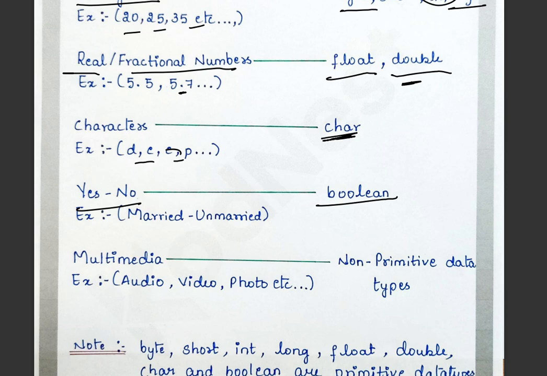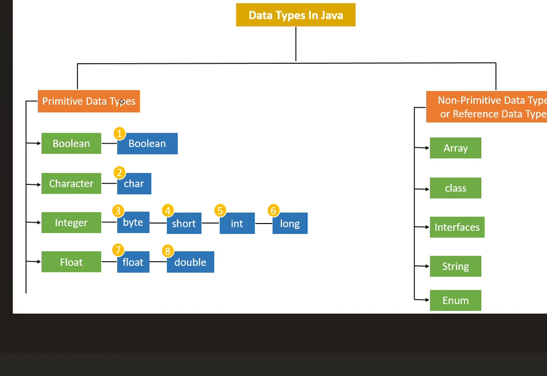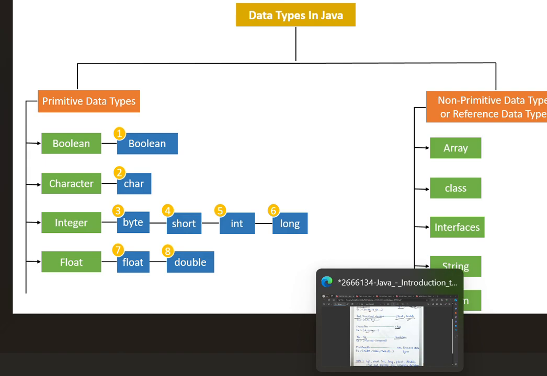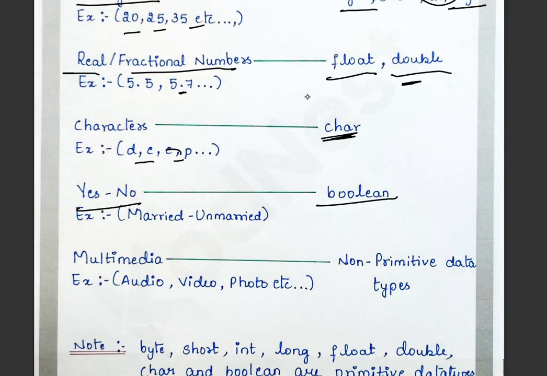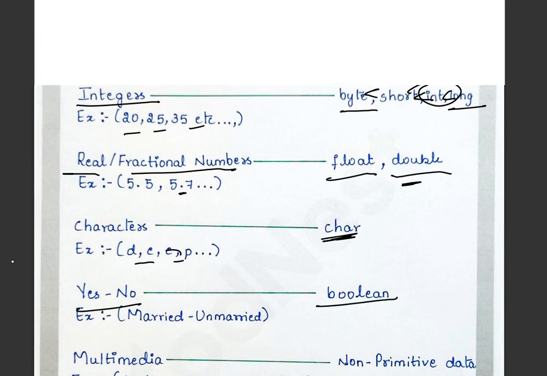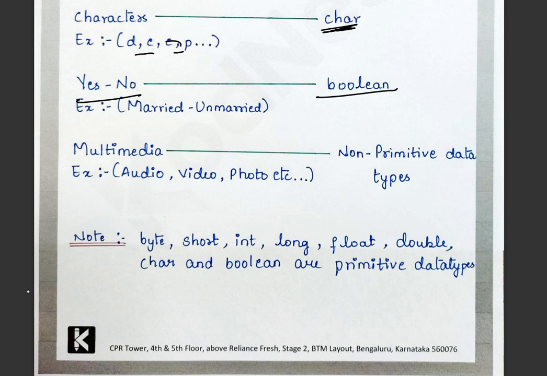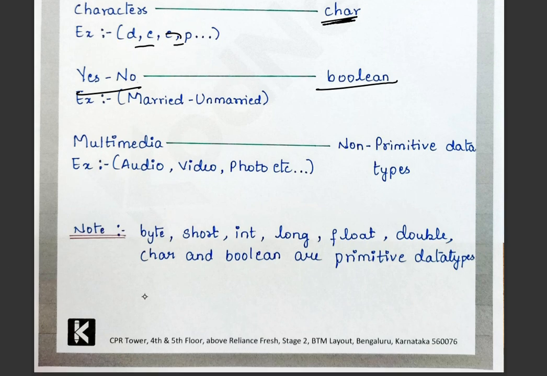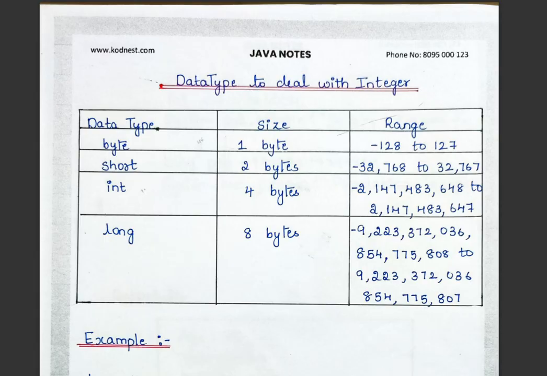Here we see we have two types of data types in Java: primitive and non-primitive. Primitive ones are what we have just discussed: boolean, character, integer, float, etc. These all come under primitive data types. Non-primitive data types we can discuss later: array, classes, strings, enum, interfaces, etc. First we are going to discuss the primitive data types.